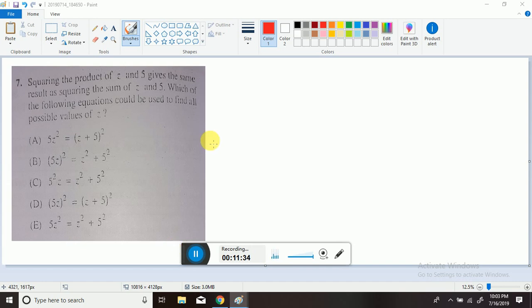Okay, now the next problem is squaring the product of z and 5. Squaring the product means (z times 5), or we can also write it as (5z) squared. Squaring the product means both factors are squared, not only one. Squaring the product of z and 5 gives the same result as squaring the sum of z and 5. The sum of z plus 5, and its square, and both are the same. Which of the following equations could be used to find all the possible values of z?